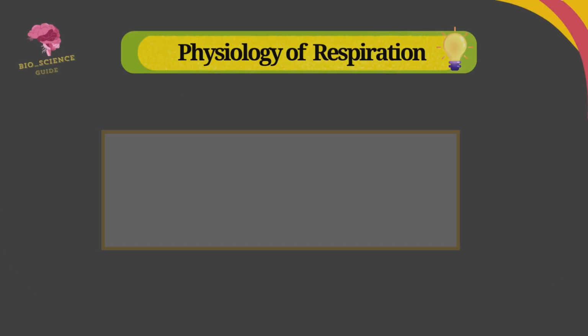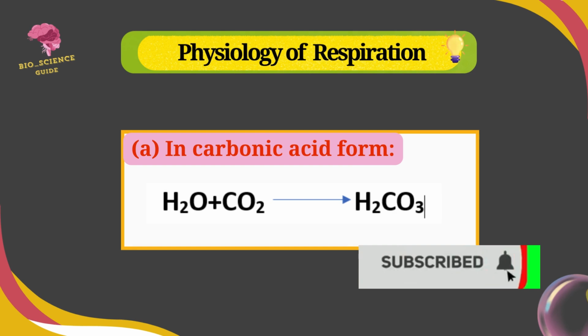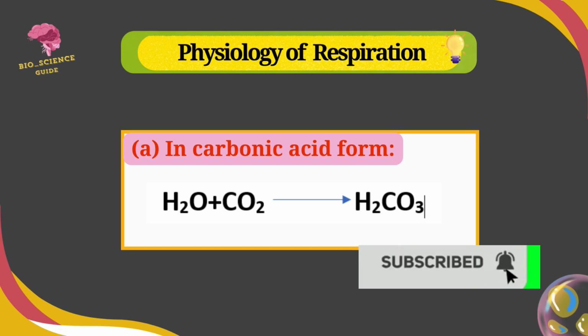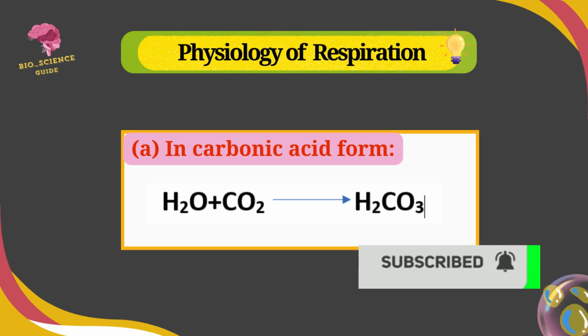In the form of carbonic acid, carbon dioxide is mixed with water present in the RBC to form carbonic acid. The process is catalyzed by an enzyme called carbonic anhydrase. The transportation of carbon dioxide from tissue into the lungs in the carbonic acid form is about 7% of the total.